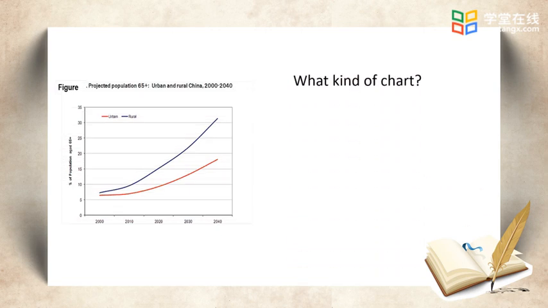Dear students, have you mastered what we learned today? Let's try to distinguish the types of graphs and try to construct the first sentence of your report. Are you ready? Here's a chart. What kind of chart? Yes, it is a line chart or a line graph. So we will start our sentence with line chart as the subject, right?